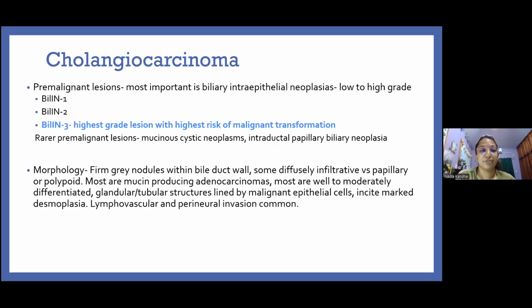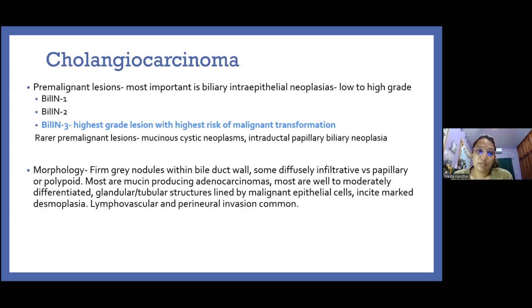Premalignant lesions found for cholangiocarcinoma. The highest grade lesion found was the biliary intraepithelial neoplasia 3. Rarer premalignant lesions are mucinous cystic neoplasms and intraductal biliary neoplasia. On gross examination, these appear as firm gray nodules within the bile duct wall. Some can be diffusely infiltrative versus papillary or even polypoid.